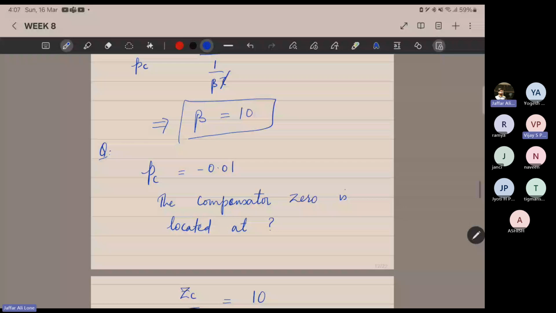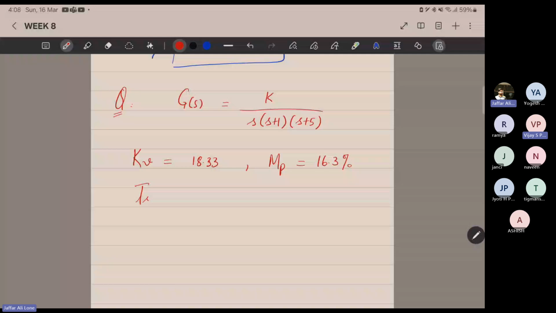The slide is not moving, sir. The slides are not moving. Is it fine now? No, sir. Is the screen not visible or what? The screen is visible, but it is stuck. Can anybody else check it? Is it happening for others? Okay, let me write. Yes, now it is visible. Okay.